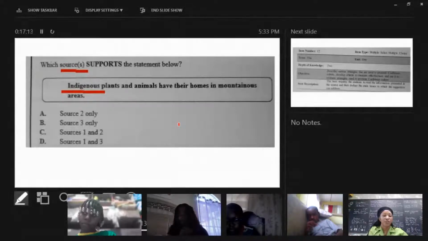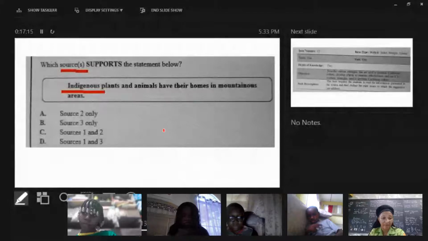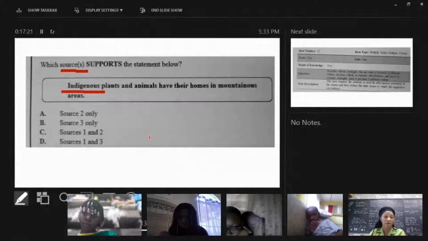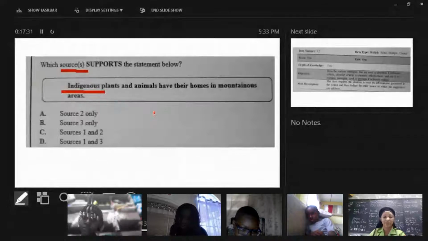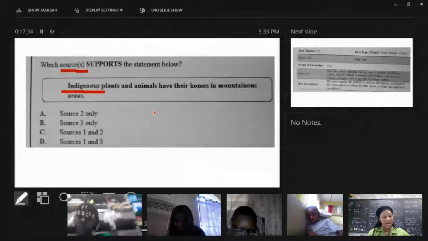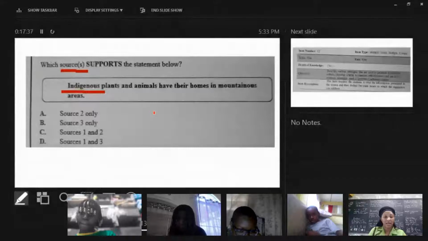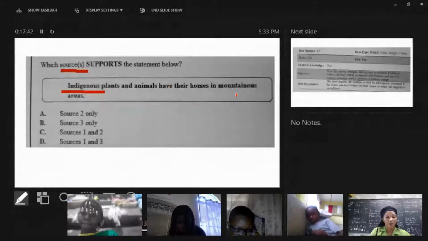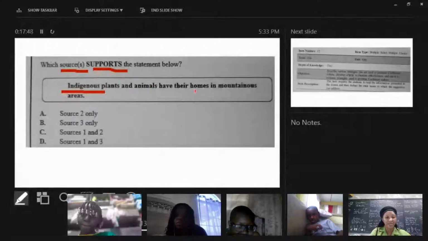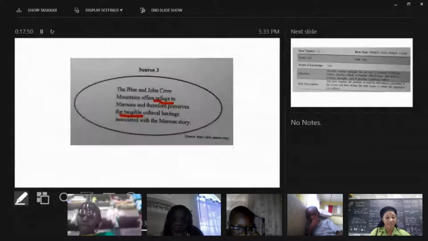So indigenous plants and animals have their homes in mountainous areas. Madison, did you identify which of the sources? Do you want us to go back? Yes, Miss. Going through the meanings of the words kind of made me forget what the source is. All right, we can go back. And in the exam, you would be expected to go back and see which of the three sources. So what we're looking for is information to support the statement. Indigenous plants and animals have their homes in mountainous areas.